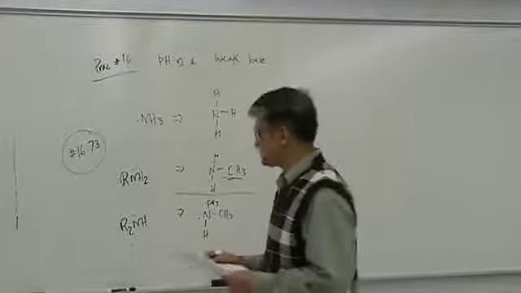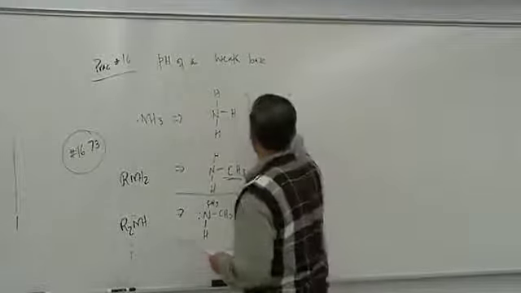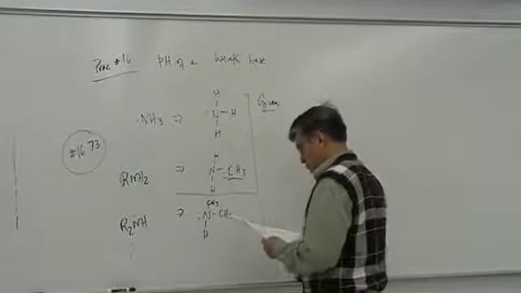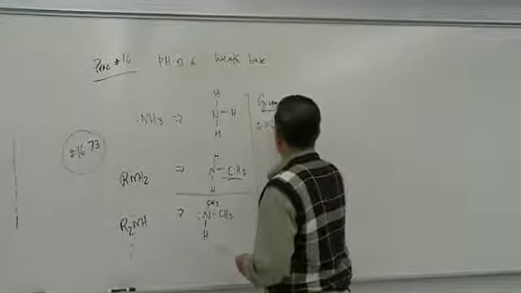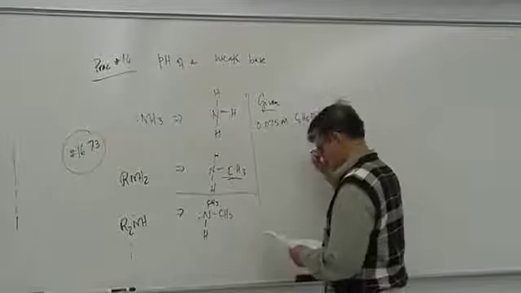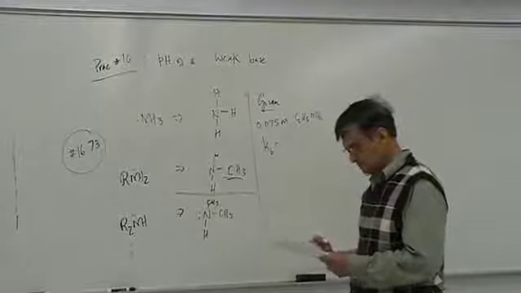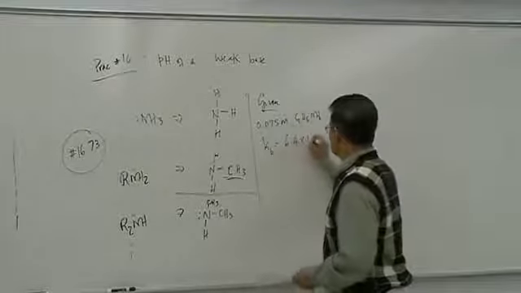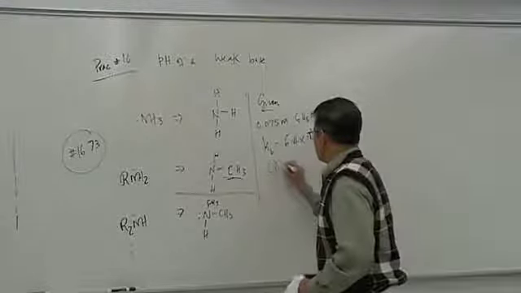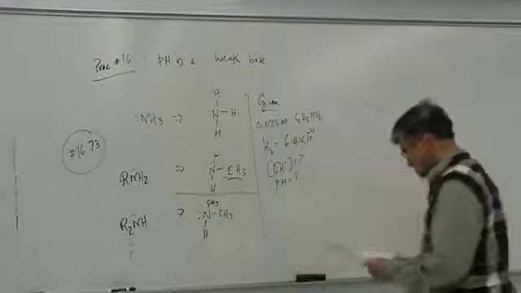Now let's focus on this particular problem, number 73. Let me write down the given information in this problem. 0.075 molar ethylamine, C2H5NH2. Kb value, again this is the equilibrium constant for a base, basic reaction. 6.4 times 10 to the negative 4. Question is, what is the concentration of OH minus and what is the pH value for this weak base?